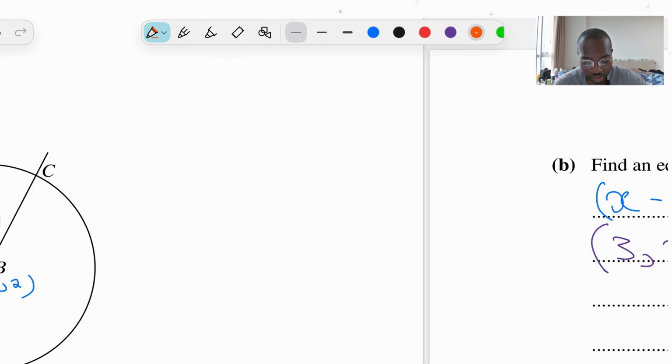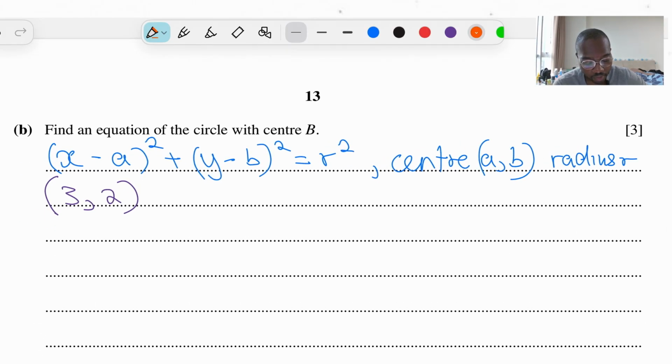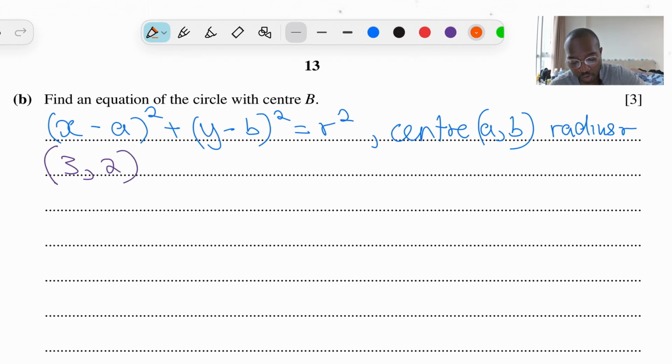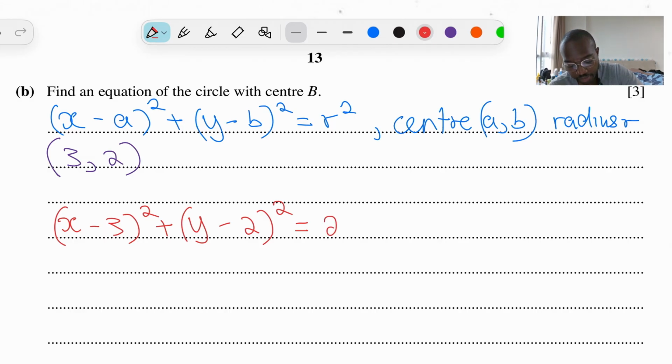So going back to this question now, we know everything we need to know. We know what the radius is, and we also know what our center is. So if we put all those values in, we get (x minus 3) squared plus (y minus 2) squared equals r squared. Well, r was 2 root 5 or root 20, and root 20 squared would simply be 20. So we can leave it like that. That is an equation of the circle.